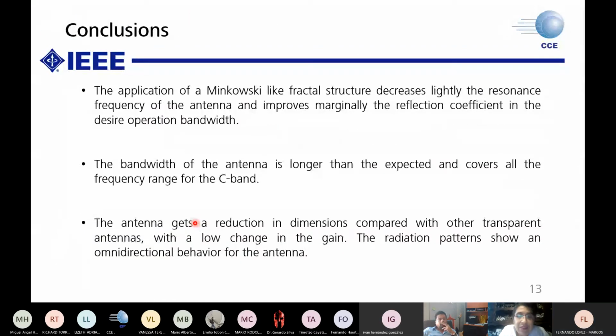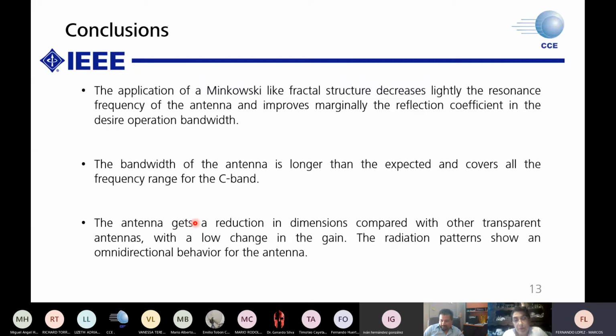Here. Yes, that's right. Okay, you say in the conclusions that the bandwidth of the antenna is wider than expected and covers all the frequency range for the C-band. What about interference if the bandwidth is wider than expected? This could be a trouble, especially in the application of 5G technology. But also the geometry selected for this band is expected to give a result like this.